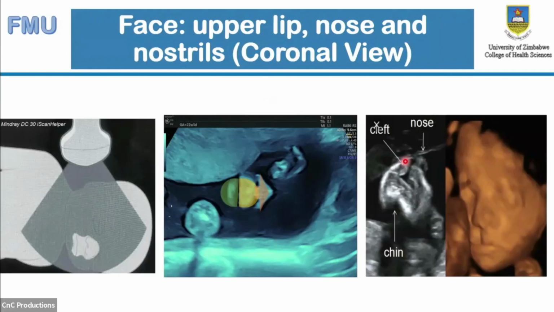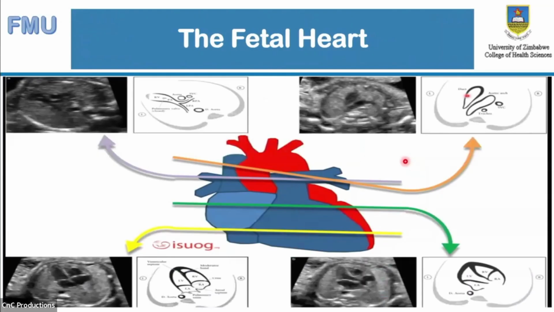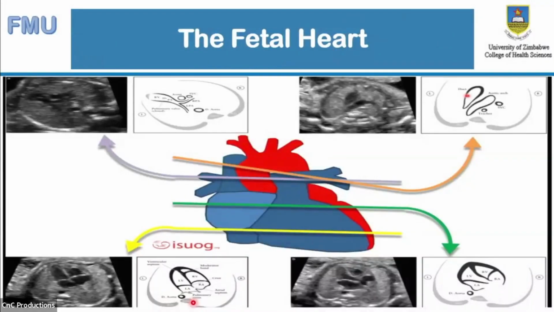So we move on to the fetal heart. For proper assessment of the fetal heart, we ought to get the 4-chamber view, which is the first view that you should always get, and we ought to get the right ventricular outflow tract, the left ventricular outflow tract, and the 3-vessel tracheal view. So we are going to go through them one by one.